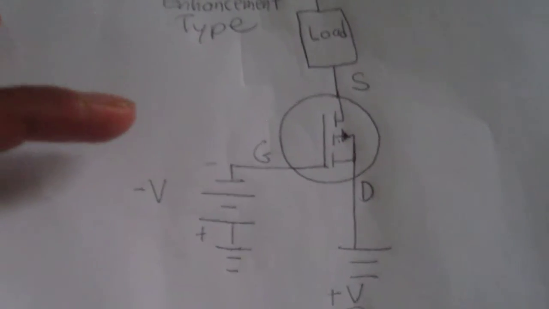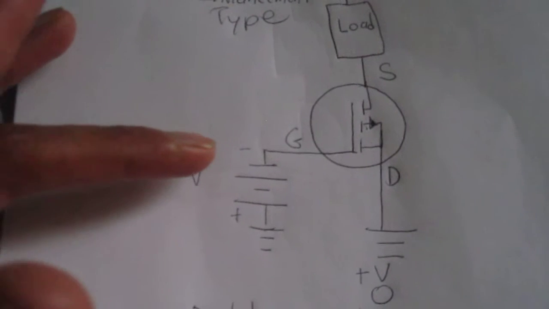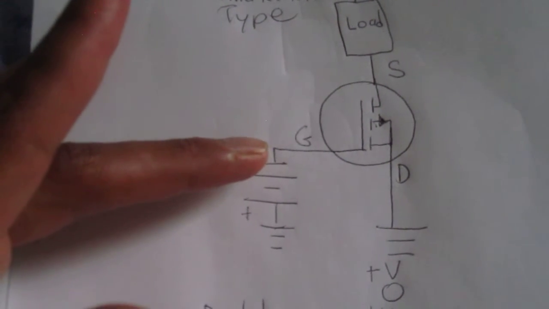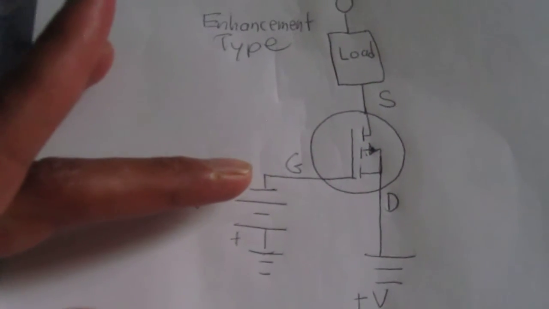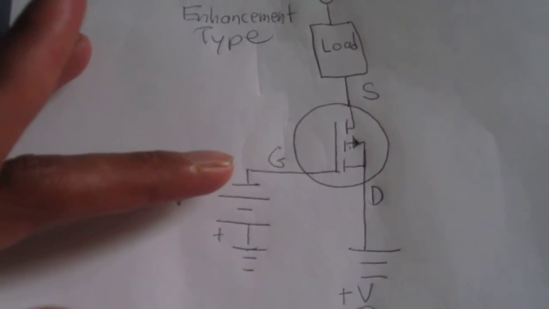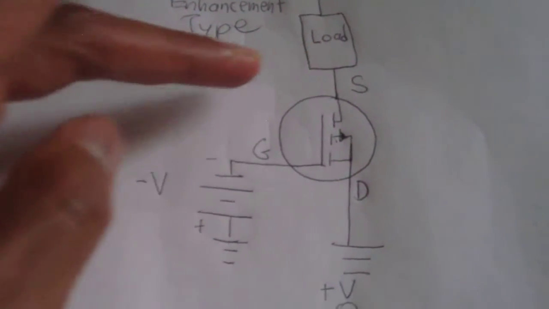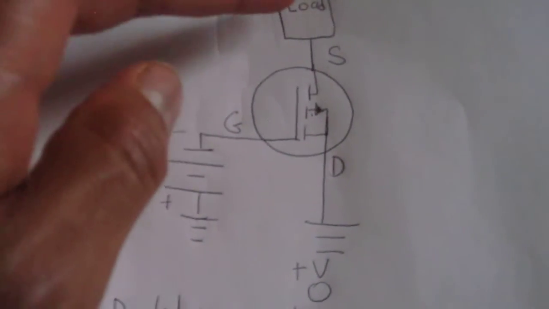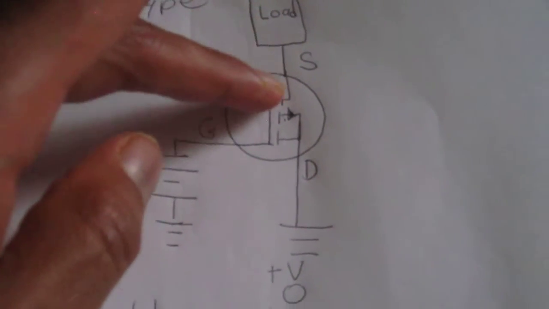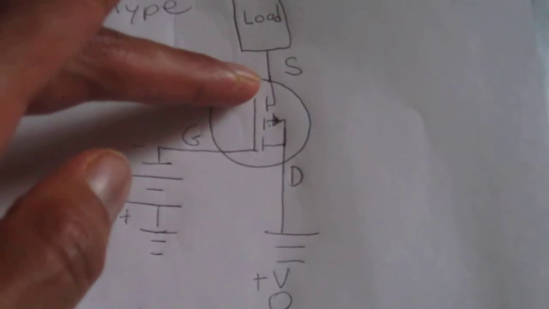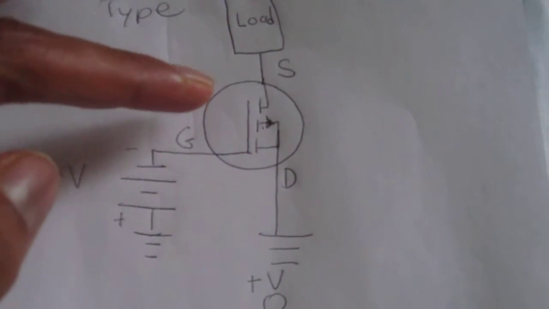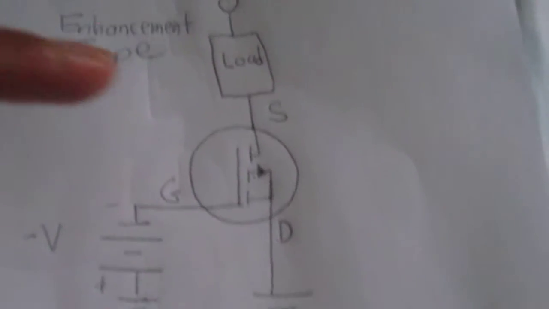In an enhancement type transistor, voltage to the input terminal, for a MOSFET, the gate terminal, turns the transistor on. If there's sufficient voltage to the gate terminal, it turns the transistor on so that current flows across the source drain terminal. Again, for a MOSFET.